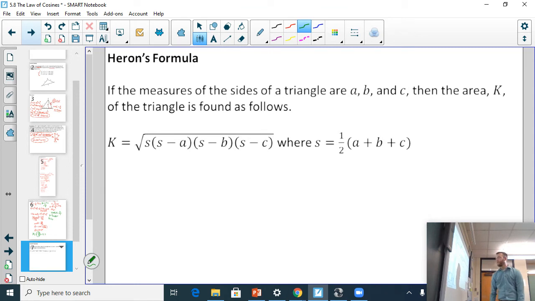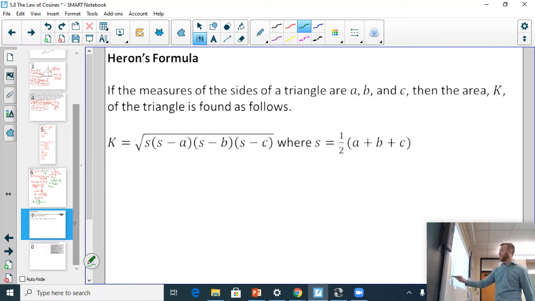And now here's Heron's formula. If the measure of the sides of a triangle are A, B, and C, then the area K of the triangle is found as follows. This equation where S equals that garbage, right? So this is an easy way to find the area, and it's actually not that bad to remember or write down. So you are more than welcome to use this, and let's go over an example using that.